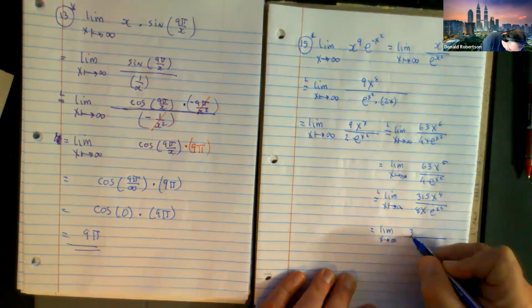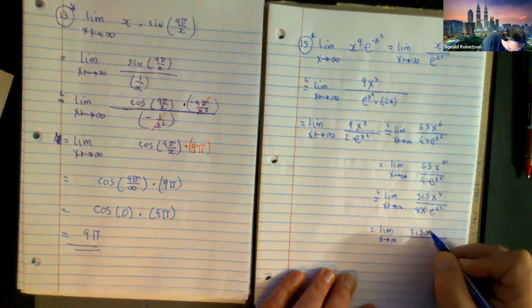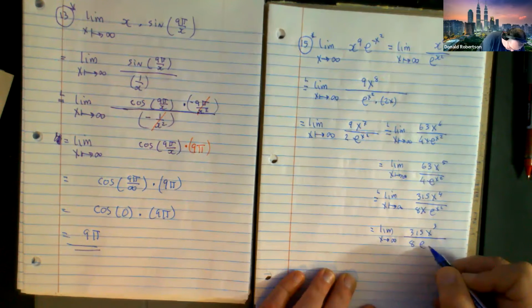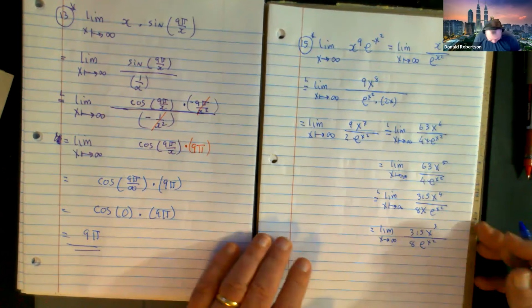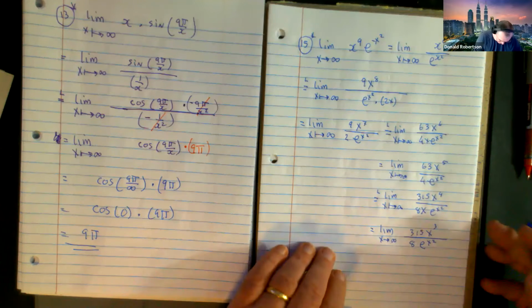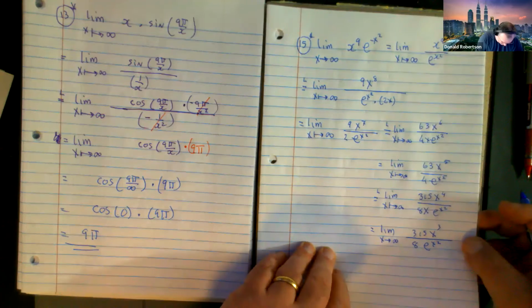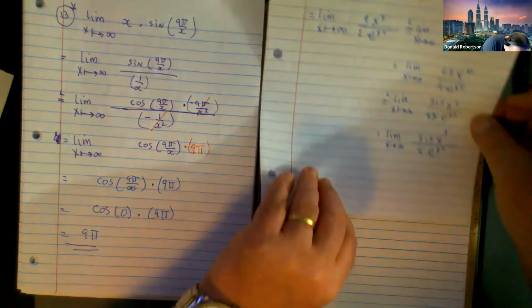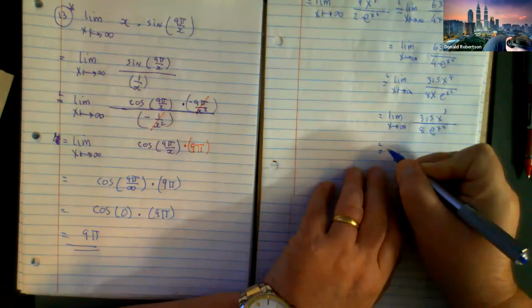And now I have 315x cubed over 8e to the x squared. You know that it's finishing. Do you agree? You know it's going to stop eventually, right? And I guess you just have the perseverance to keep going. So let's keep going then.